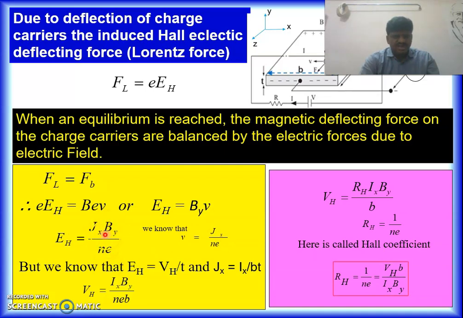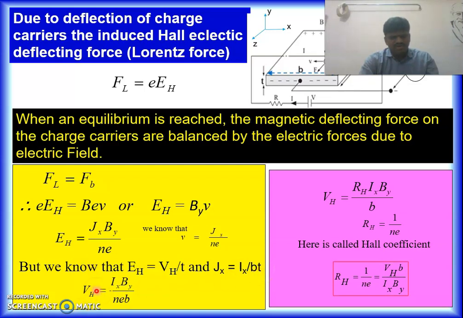Here actually it is a cross product, Jx cross By. Suppose these two are vectors, the cross product of these vectors should be perpendicular to the Jx vector and the By vector. Therefore, this induced electric field is always perpendicular to the applied current and the applied magnetic field. We know that EH is equal to VH by t, where t is the thickness of the sample, and Jx is equal to Ix by area. Area is nothing but b into t, breadth into thickness.